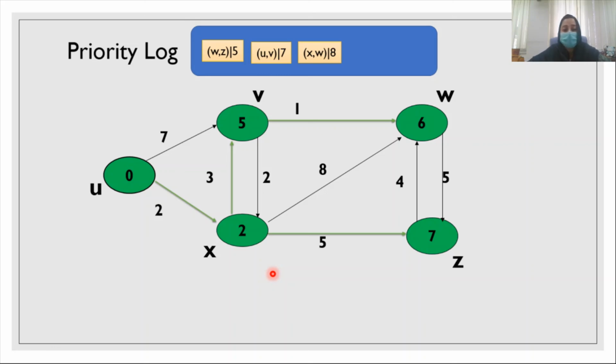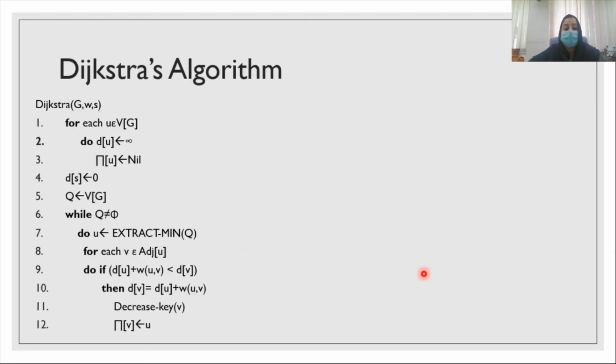Now, if you look closely, we have all the shortest paths and their weights. From U to X, the shortest path weight is 2. From U to V, the shortest path weight is 5. From U to W, the shortest path weight is 6. From U to Z, the shortest path is 7, and so on. Here is a brief algorithm of the Dijkstra. If anyone is interested, they can look into this. This particular sign is a pi.